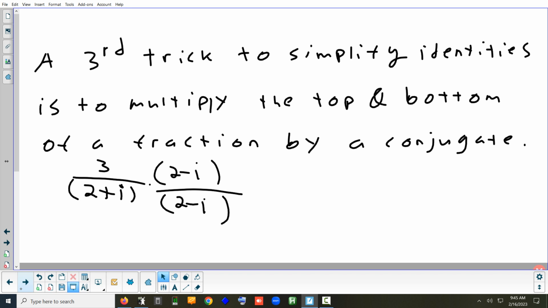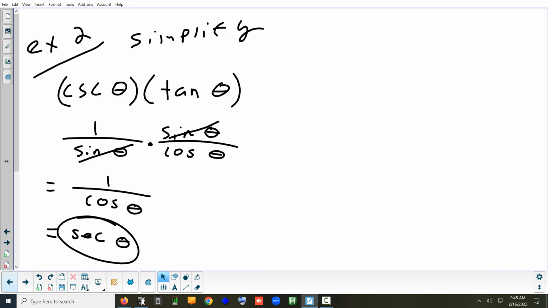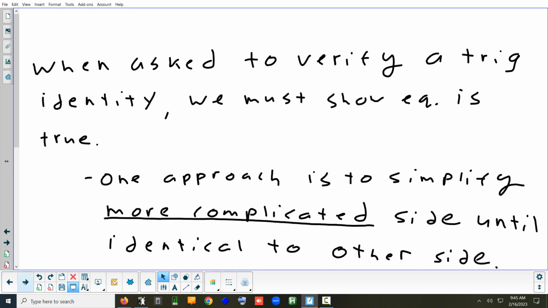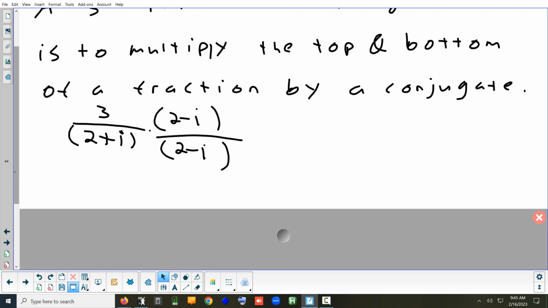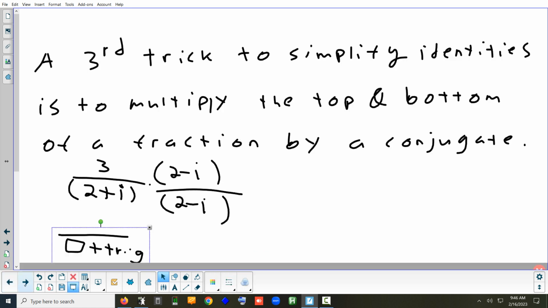First thing you look for is a fraction. And then in the fraction, you look for two things added or subtracted. Here, there were no fractions, so this would not be a conjugate problem. When we did this one, we had two things multiplied together, but they weren't fractions, so it wouldn't be a conjugate problem. The conjugate problem is going to have the fraction, and usually you're going to have a number in the bottom plus or minus a trig function, like 2 plus sine or 3 plus cosine. Now, this last problem had a fraction, it had something added, but one of them wasn't a number. It was a trig function and a trig function. So no conjugate there.